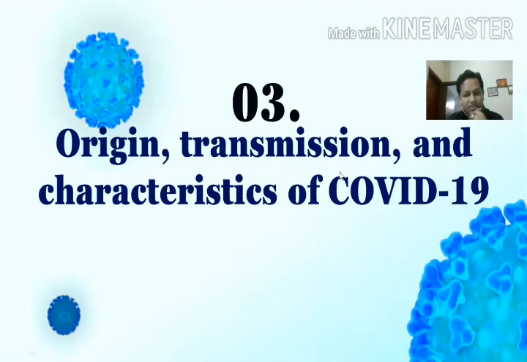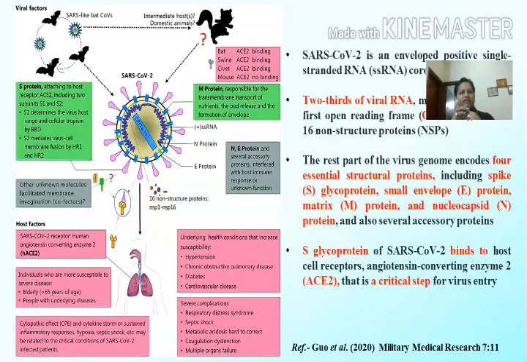Now, origin, transmission, and characteristics of this virus. This is a very beautiful presentation. This presentation will give you a holistic picture of how SARS-CoV arose, what are the different structural proteins, non-structural proteins, and what are the different structural features of the virus. So everything is given in this presentation. So that's why I have chosen it.